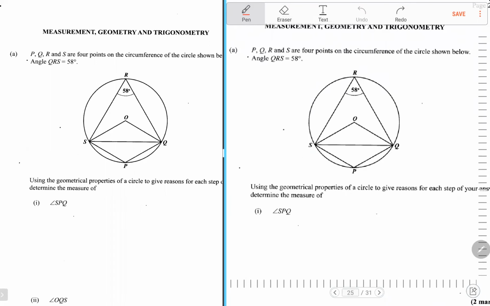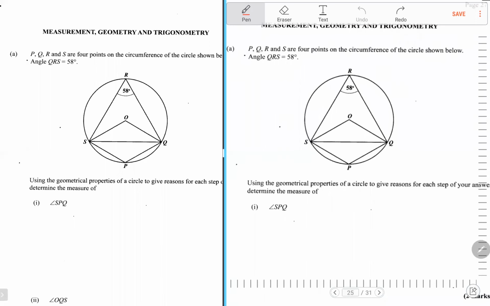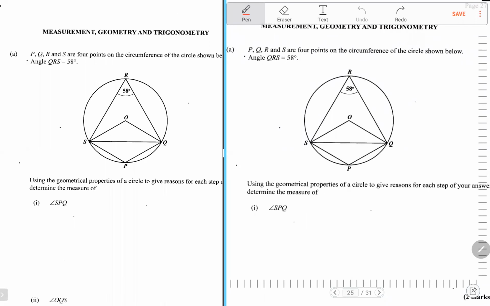This question says P, Q, R and S are 4 points on the circumference of a circle shown below. They give us one angle, which is 58 degrees. It says, using geometric properties of a circle, those are the rules we're talking about, give reasons for each step in your answer. Determine the measure of angle SPQ.